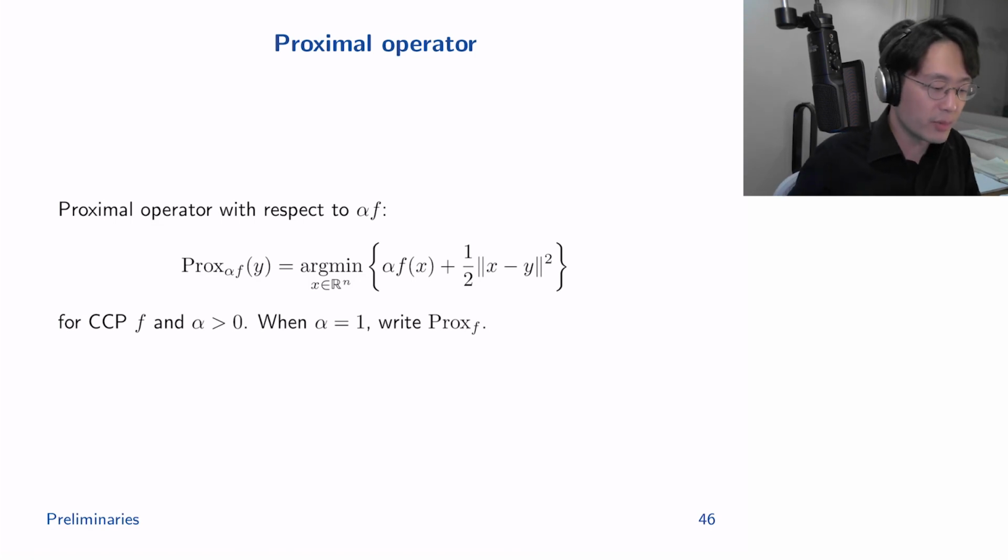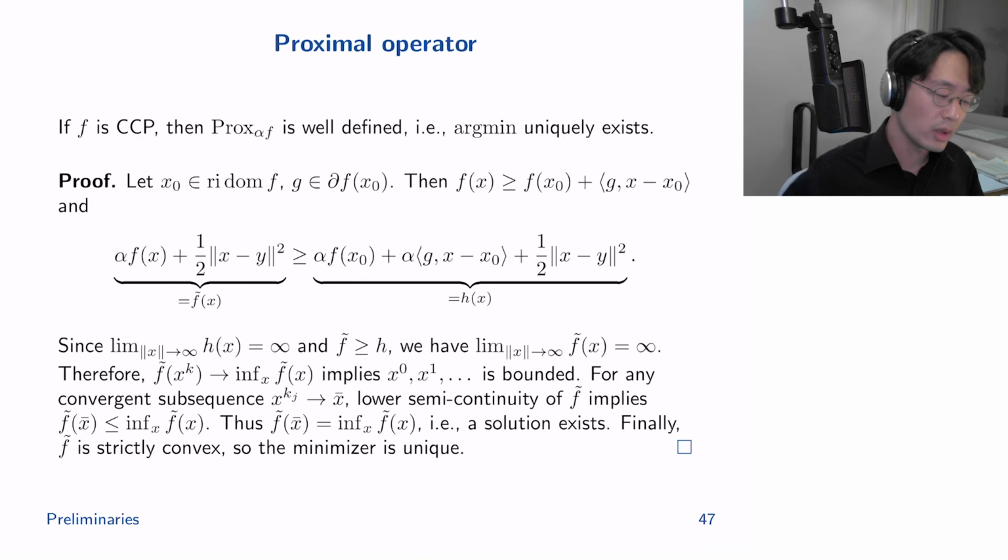We define the proximal operator for CCP functions f and positive alpha. When alpha is equal to 1, we simply write prox f. The proximal operator is defined as an argmin. Therefore, it is important that we make sure that this definition is well defined. It is well defined when the function f is CCP. So if f is CCP, then prox alpha f is well defined in the sense that the argmin uniquely exists. Let's prove this.